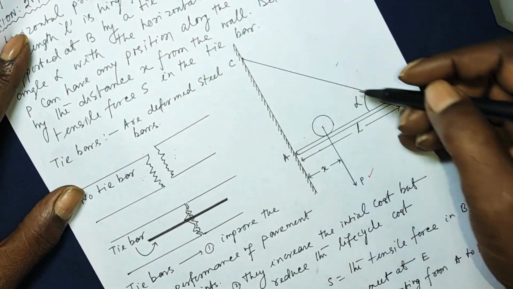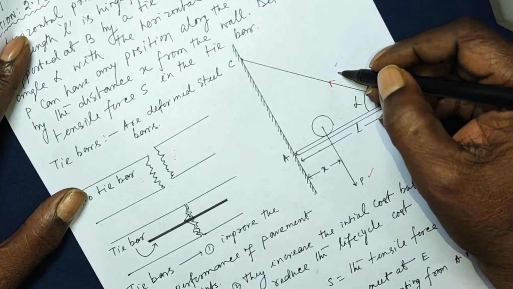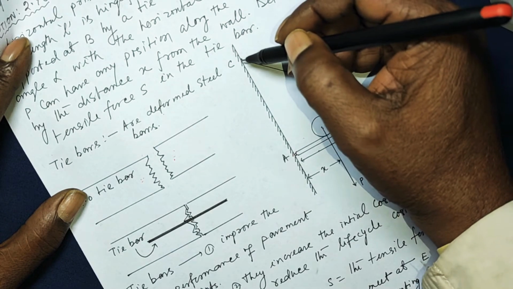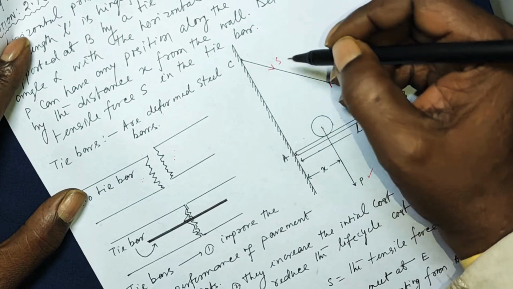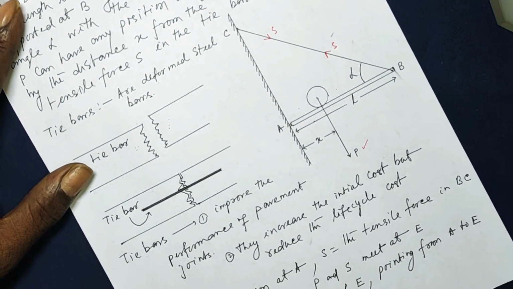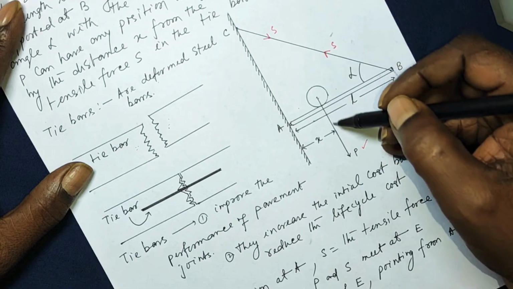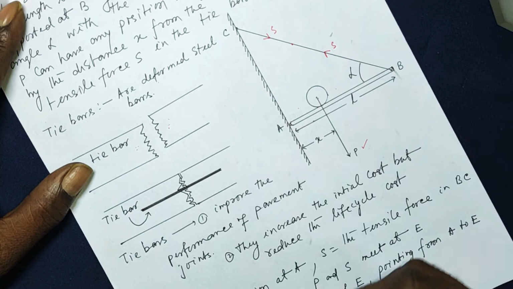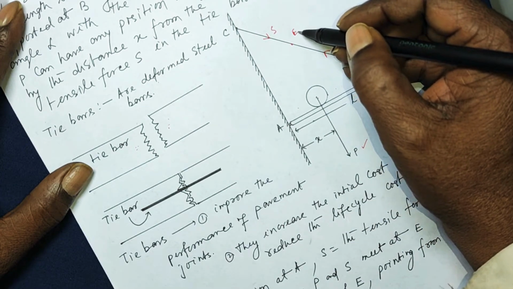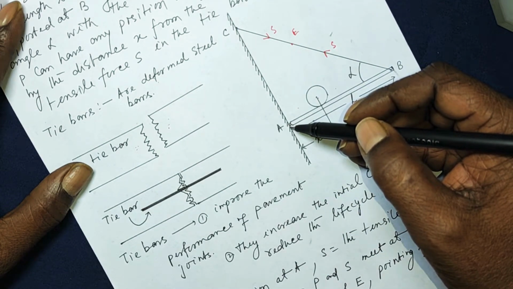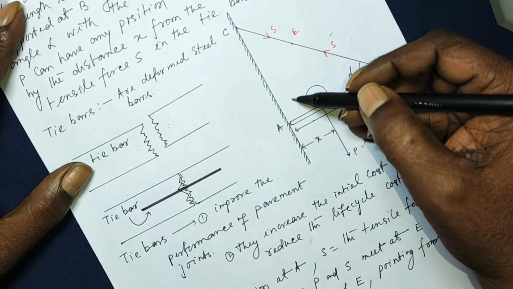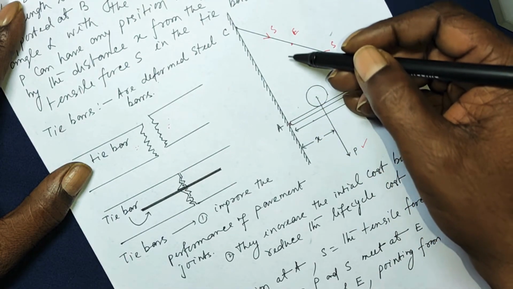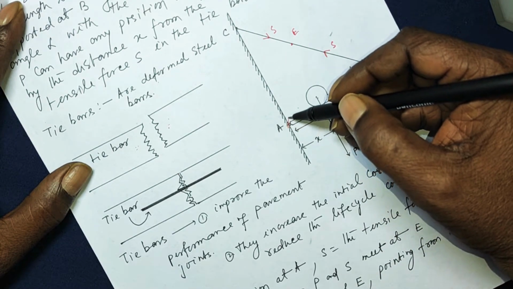Since it is a tie rod, there will be an axial tension force S acting from point B to this side if you consider point B. If you consider point C, it will be acting to this side. Depends how you consider it. And if you produce the line of action of P to this side, it will meet at a point, let it be E. So the reaction force from A should also pass through the same point E for equilibrium, pointing from A to E.